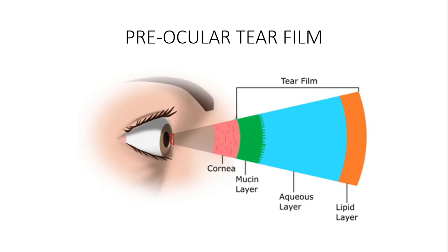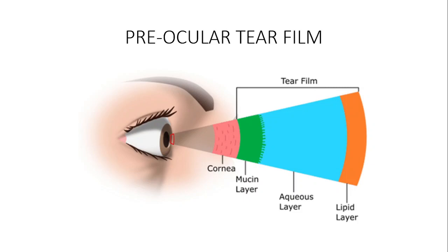So what does the mucin layer do? It converts the hydrophobic nature of the cornea surface to hydrophilic. Hydrophilic means it can have affinity with water, it can mix with water, it can accept water without any fear. So the mucin layer converts the hydrophobic nature of the surface of the cornea into hydrophilic, thereby allowing the aqueous layer to wet the cornea surface and lubricate it for better vision.